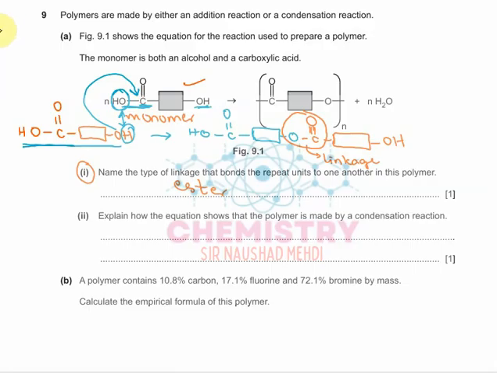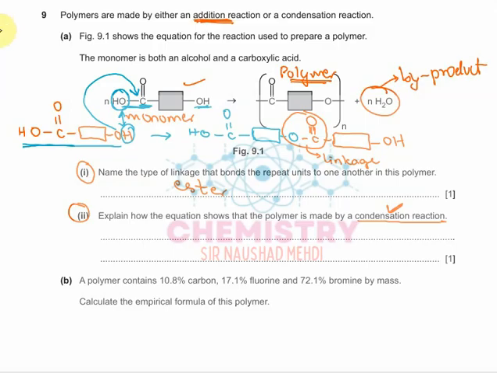Now coming to part 2, explain how the equation shows that the polymer is made by condensation reaction. As you all know, there are two types of polymerization, addition polymerization and condensation polymerization. The difference is that in condensation polymerization, along with the polymer, a byproduct is formed, and that is the water molecule. While in addition polymerization, only the polymer is formed and the water molecule is not formed.